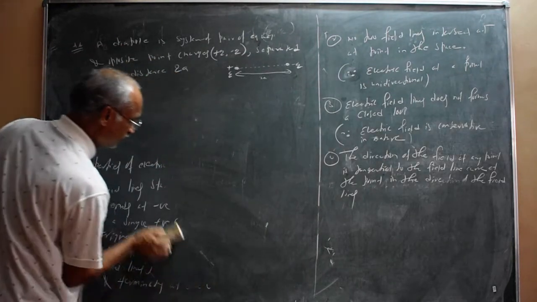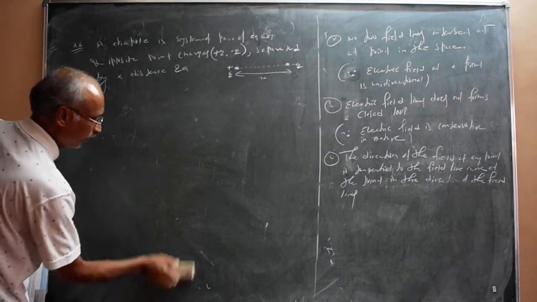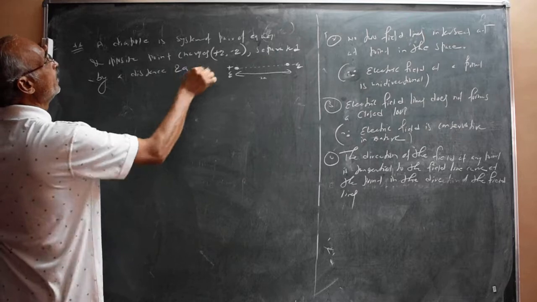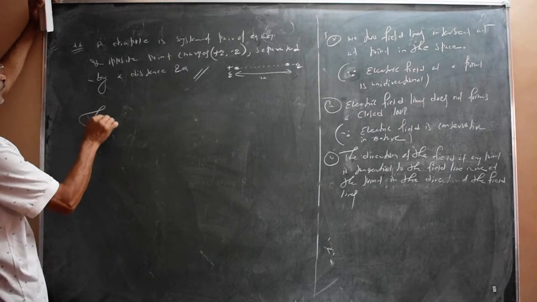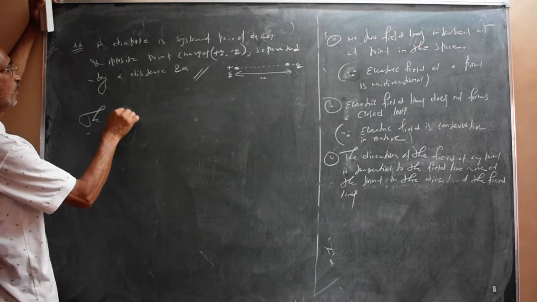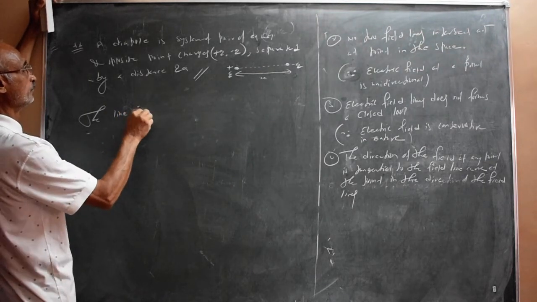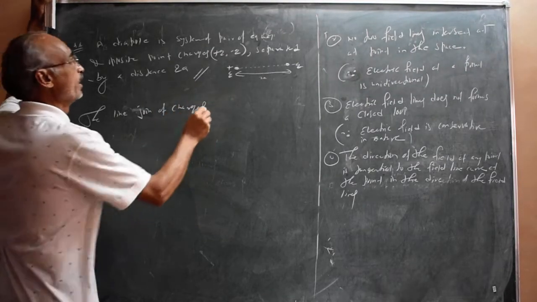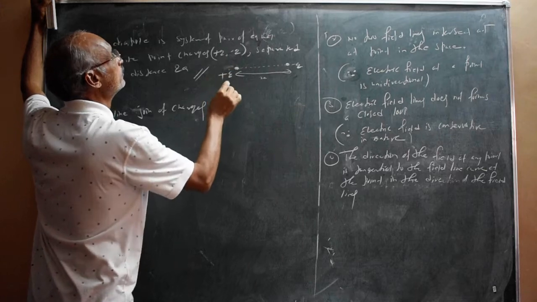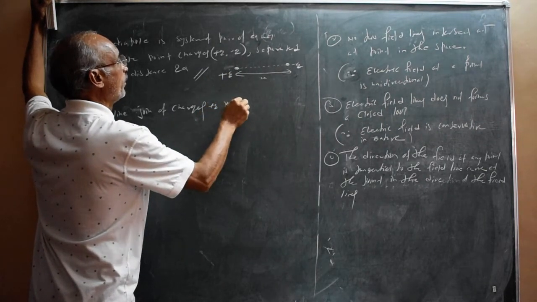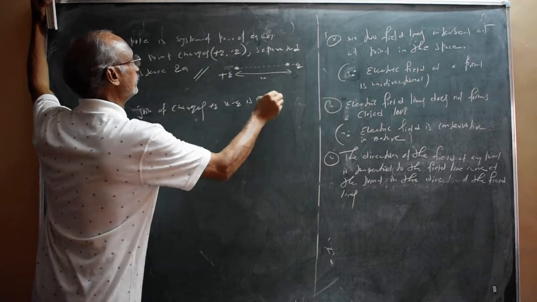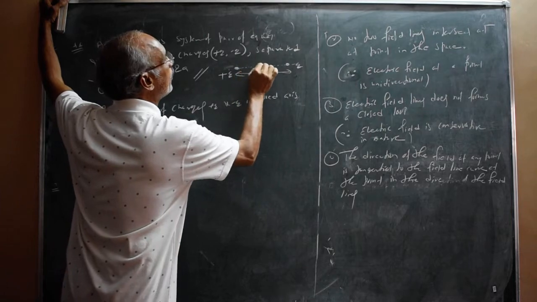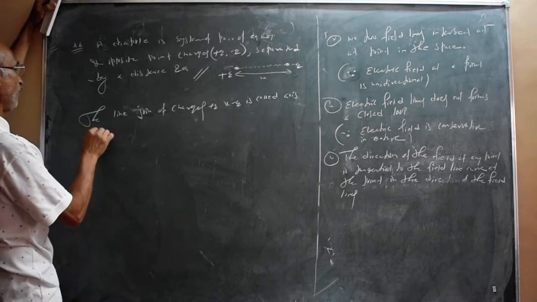The line joining the charges plus q and minus q is called the axis of the dipole. This is the axis of the dipole.